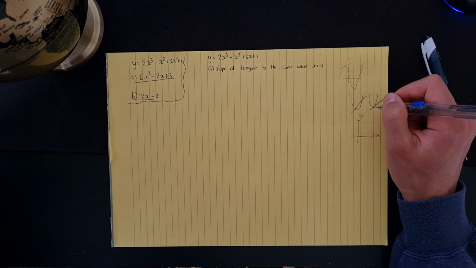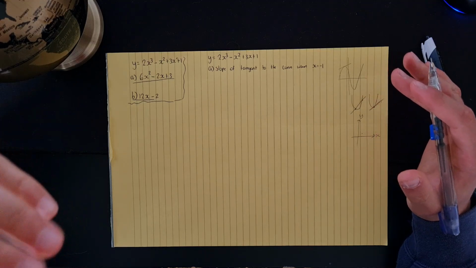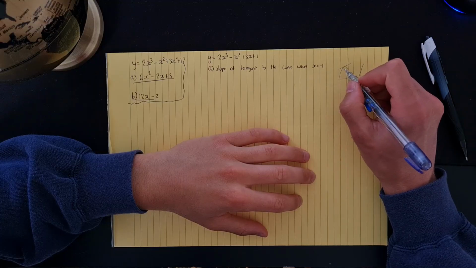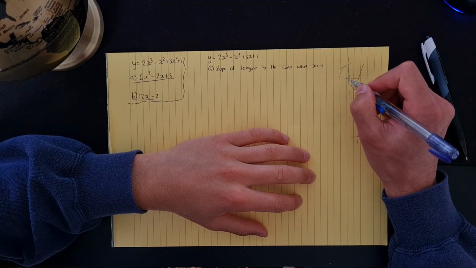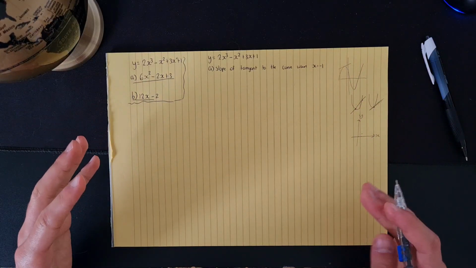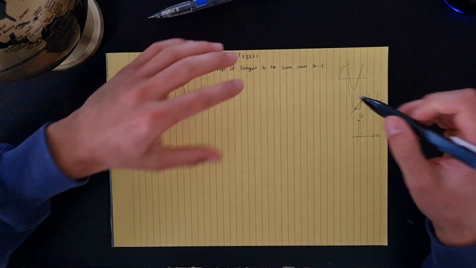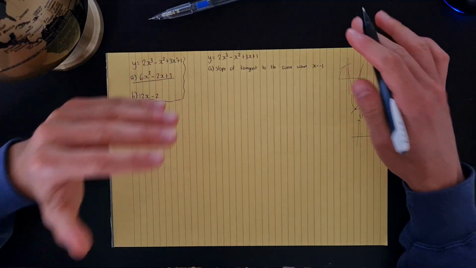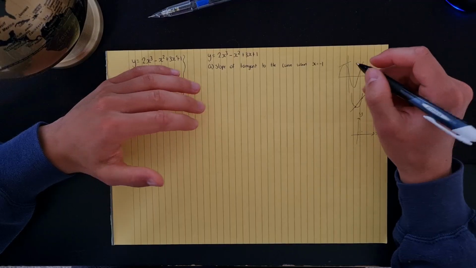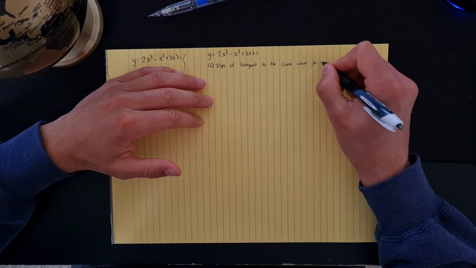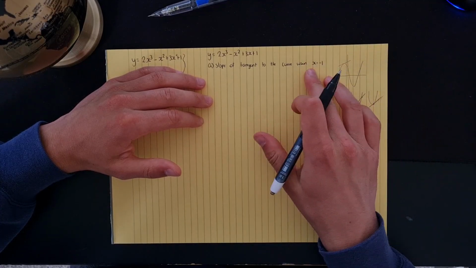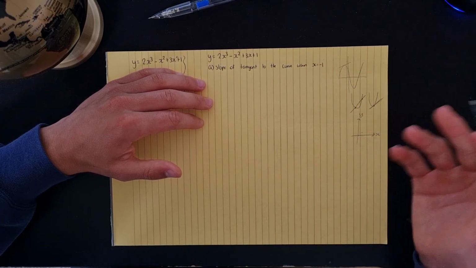So what this question is asking us is to find the slope, the gradient of the tangent to the curve when x is equal to 1. So it sounds complex, but in reality, it is actually quite simple. Now, the very first thing that I'm going to do is find the y-coordinate of this point here. So when x is equal to 1, what is y equal to?